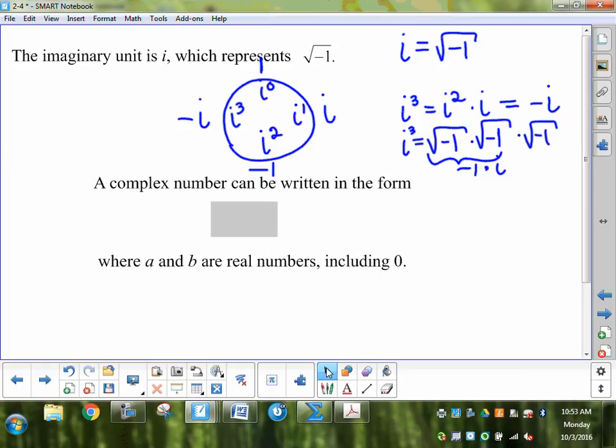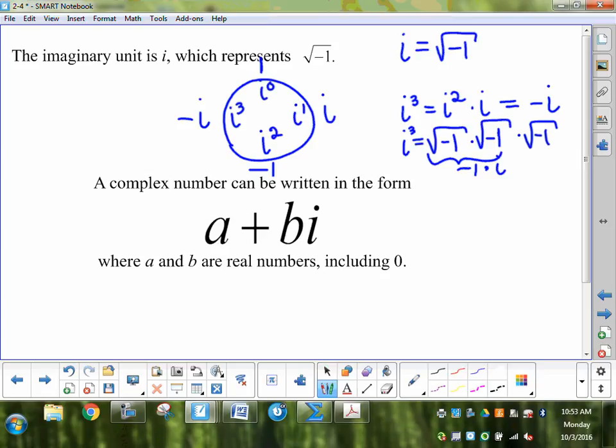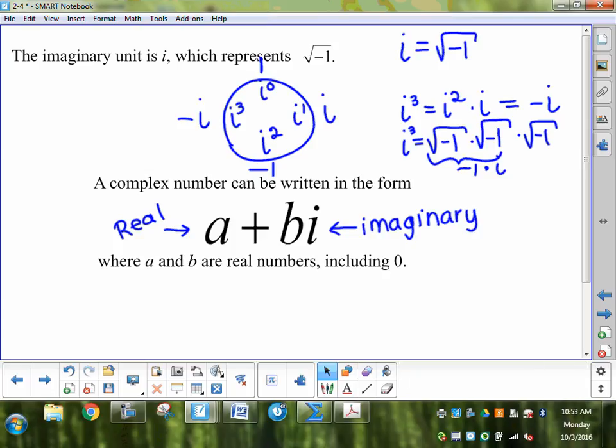These are called complex numbers, and they're written in a plus bi form, where a and b are real numbers. This is called the real component, and this is called the imaginary component. Every single number that you've listed out so far in your entire life has been a complex number as well.